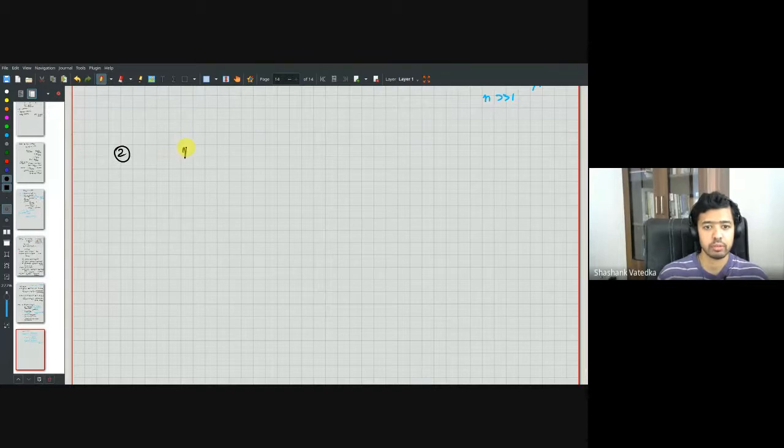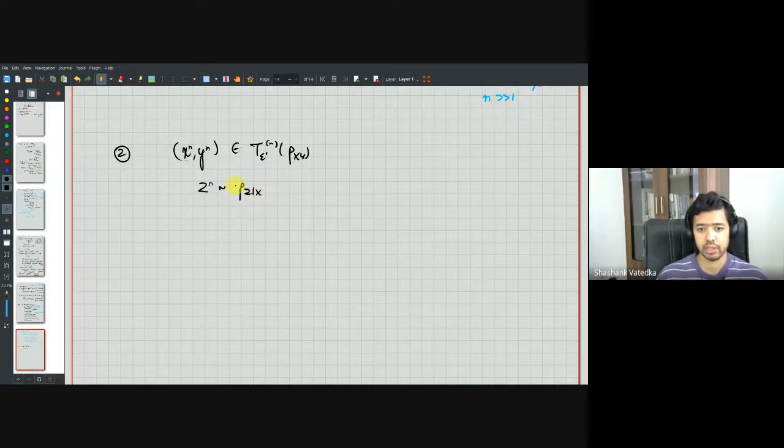So now what am I doing? I have xn and yn, which I know are already typical, so they are in T epsilon prime n of Pxy. They are jointly typical, and I'm drawing Zn according to P z given x, IID, given a particular xn. So Zn is still drawn independently of yn, but xn and yn are additionally jointly typical.